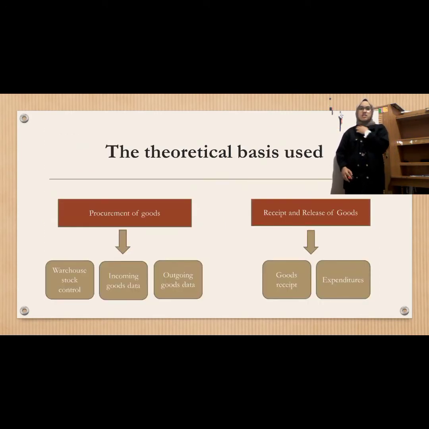The next is the theoretical base used. There are 2 points. The first is procurement of goods, and the second is receipt and release of goods. Procurement of goods has 3 factors: warehouse stock control, incoming goods data, and outgoing goods data. Receipt and release of goods has 2 factors: goods receipt and expenditures. The warehouse stock control is in development with many transactions.